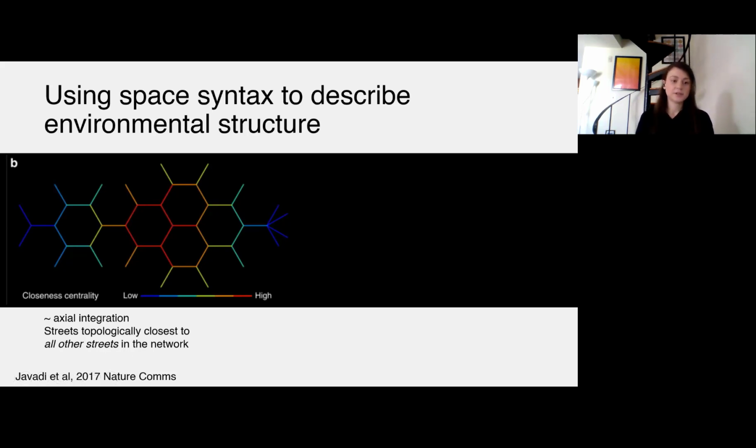So closeness centrality is very similar to the measure of axial integration, which is what I'll be talking about today, but they both basically refer to how topologically close each segment is to every other segment in the network. So as you can see, the warm colors here would denote streets that would have to be passed through most frequently in order to get between 2 places in the environment, whereas those in the periphery tend to be cooler colored with lower closeness centrality and integration because they would be traversed less frequently when moving between 2 streets in a network.